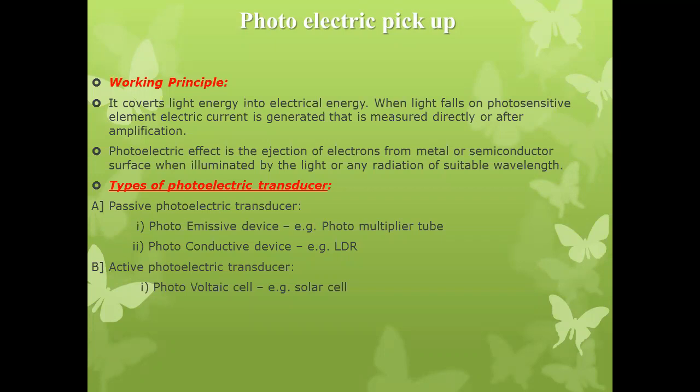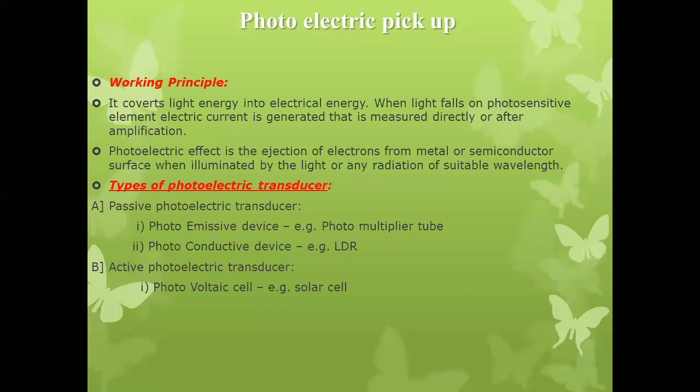Then, types of photoelectric transducer. Based on this photoelectric pickup principle, photoelectric transducers work. There are various types. Passive photoelectric transducers include, for example, the photoemissive device, the photomultiplier tube, and the photoconductive device, for example the LDR, light dependent resistor.